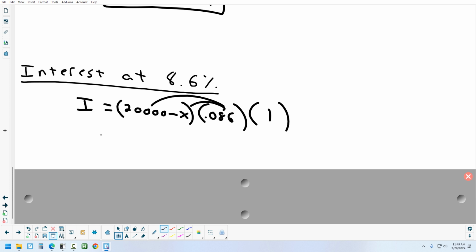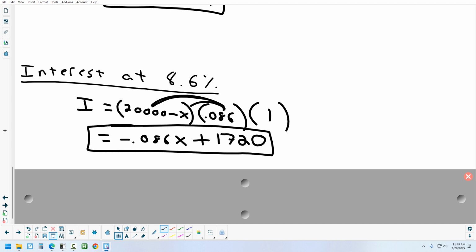Well, I know it's going to be negative 0.086x, but I need 0.086 times 20,000. Is that 1720? Yep. So that's the amount of interest that Bill's going to earn in the second investment.